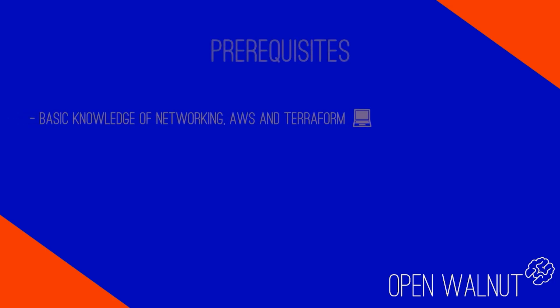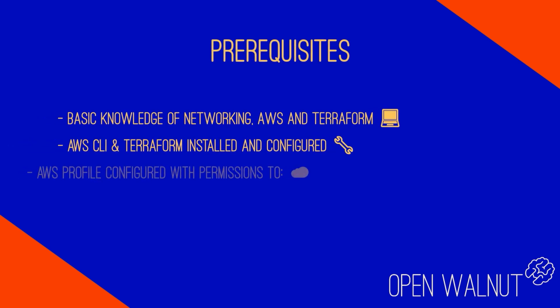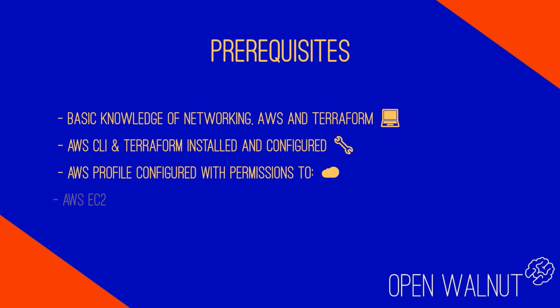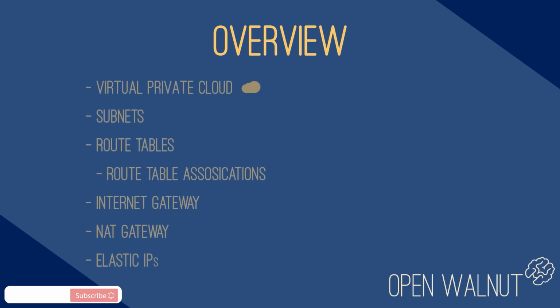The prerequisites for this lab are basic knowledge of networking, AWS and Terraform, AWS CLI and Terraform installed and configured on your machine, and lastly, an AWS profile configured with permissions to Amazon EC2. Let's start by understanding what we will be building in this hands-on lab by going over the different components.